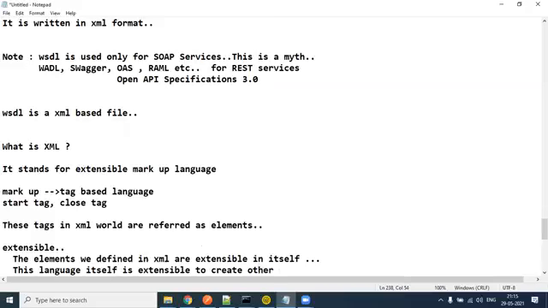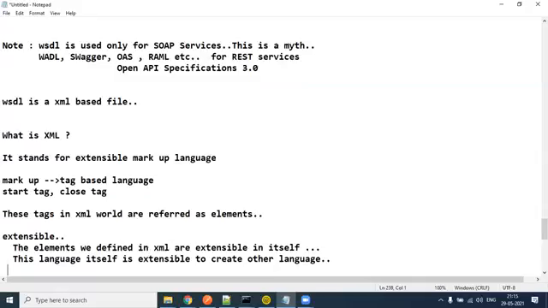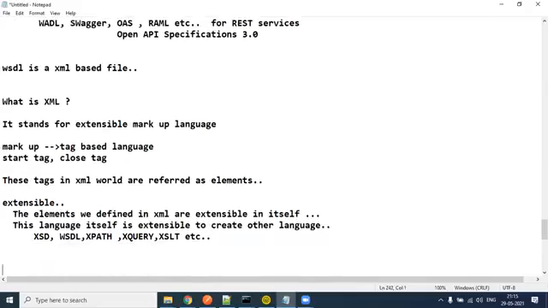other languages. And what are the other languages which have been created from XML? XSD, WSDL, XPath, XQuery, XSLT. These all have their origination from XML only. That's why this is called extensible markup language.